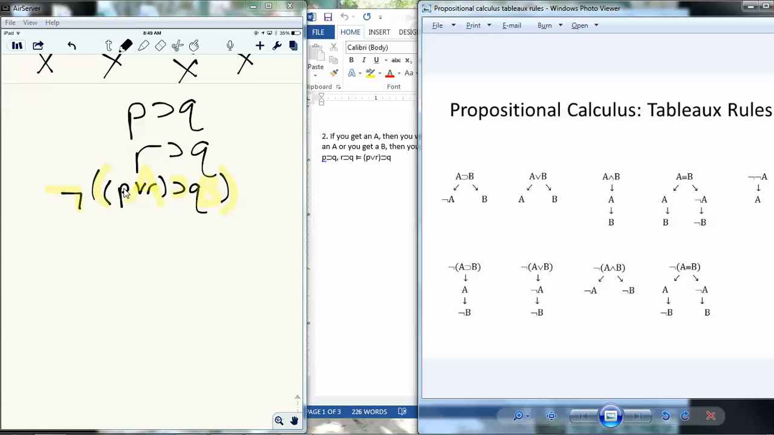My A is P or R, so I'll write that first. P or R. My B, or my not B, is not Q, so I'll write not Q. And I've done this one, check. All right. My next two are going to be easy, just like the ones before. If P then Q, if R then Q, will just be these two here.